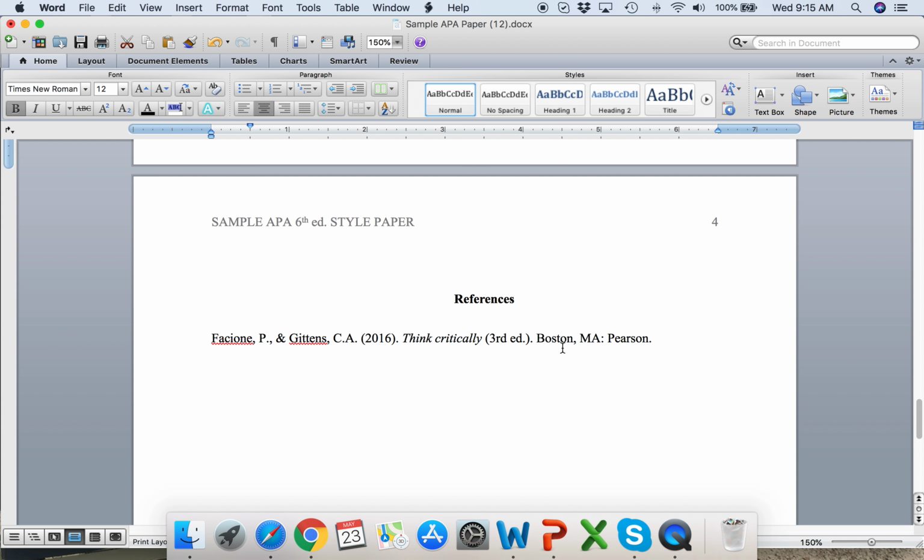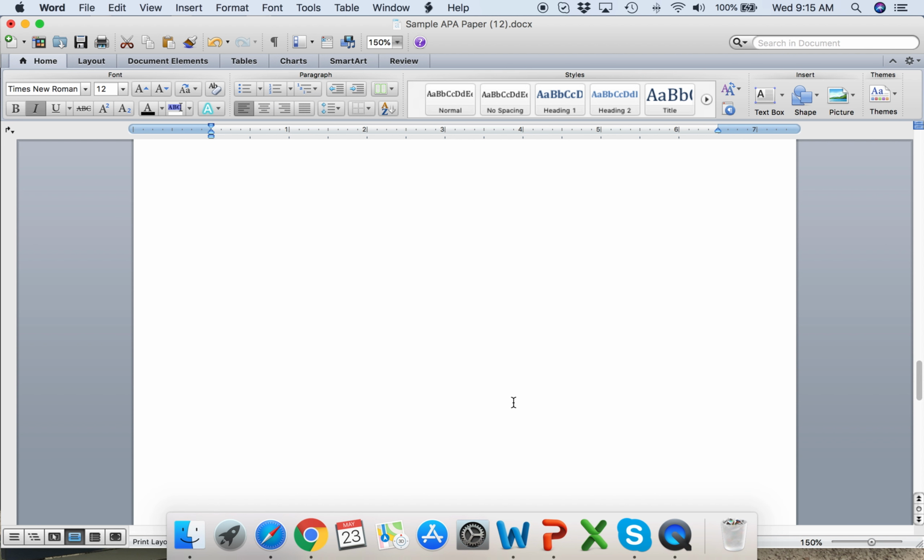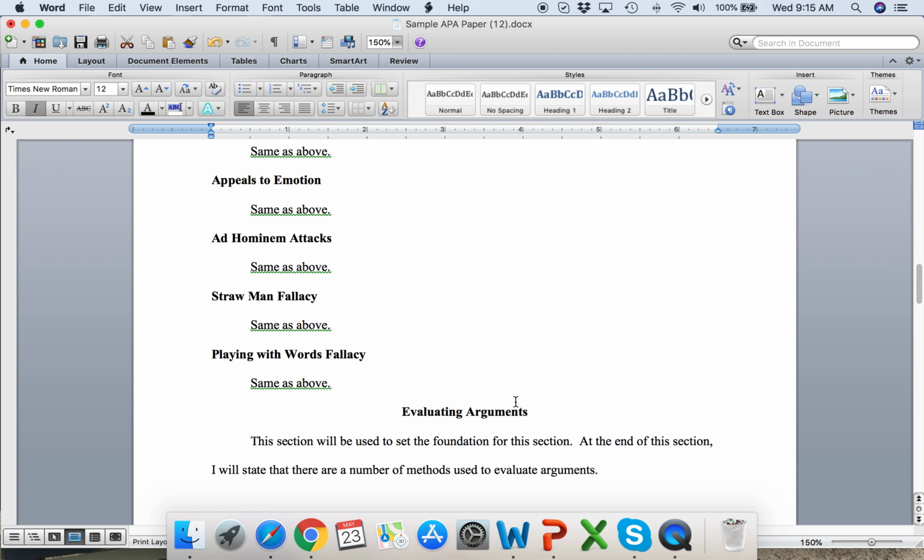Then you have a separate page, obviously, for your references. Small nit here: I went ahead and put in the Facione and Gittins, since it's our textbook and you use it about every week. I put it in as a reference. Look at this. The second word in the title of a textbook is not capitalized. It is in italics, so "think critically," but with a small c.